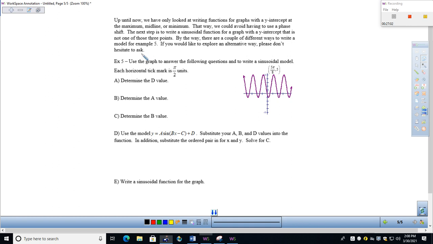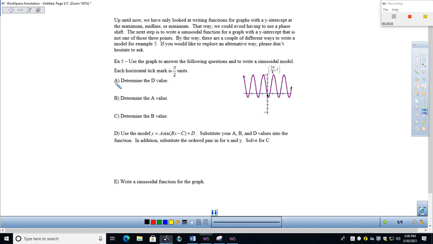So first and foremost, do you notice that y-intercept, which is right here? That's always the one I look at first. Do you notice it's not at the minimum, it's not at the midline, and it's not at the maximum, so we can't just do what we've been doing and avoid a phase shift. We need a phase shift. So let's go for it.